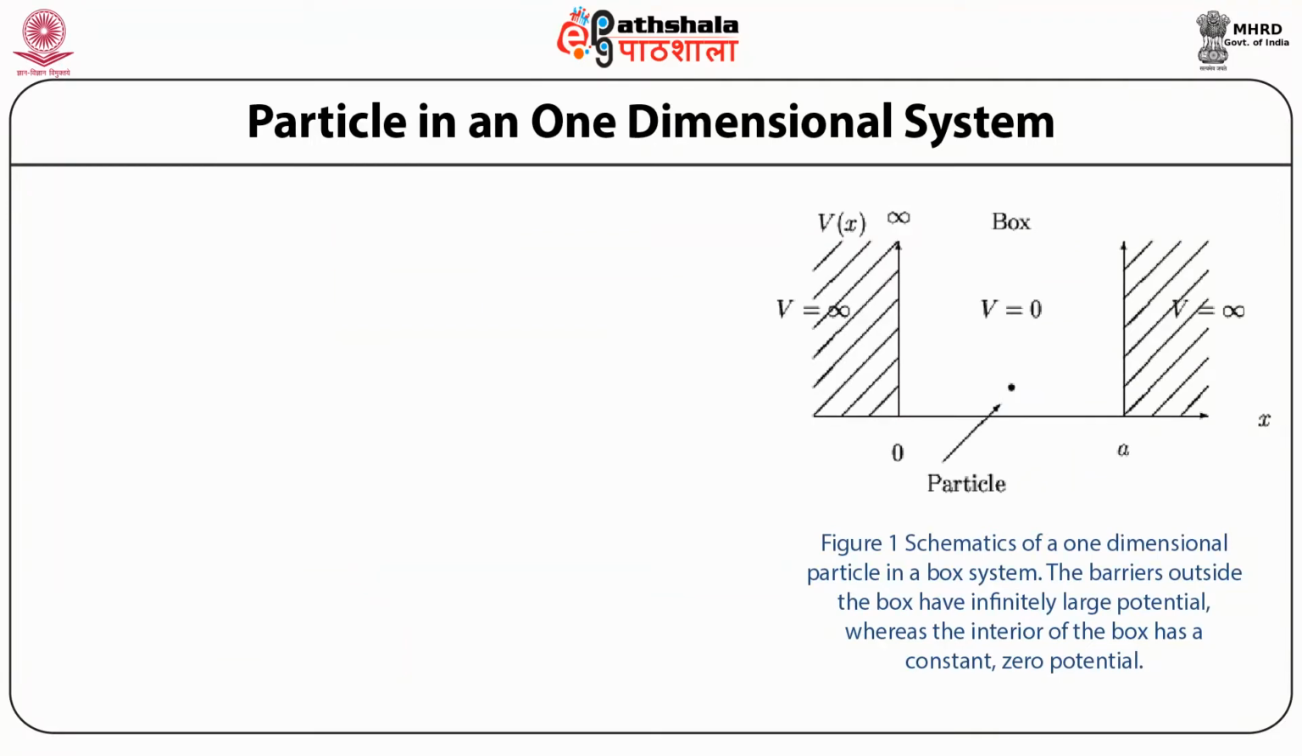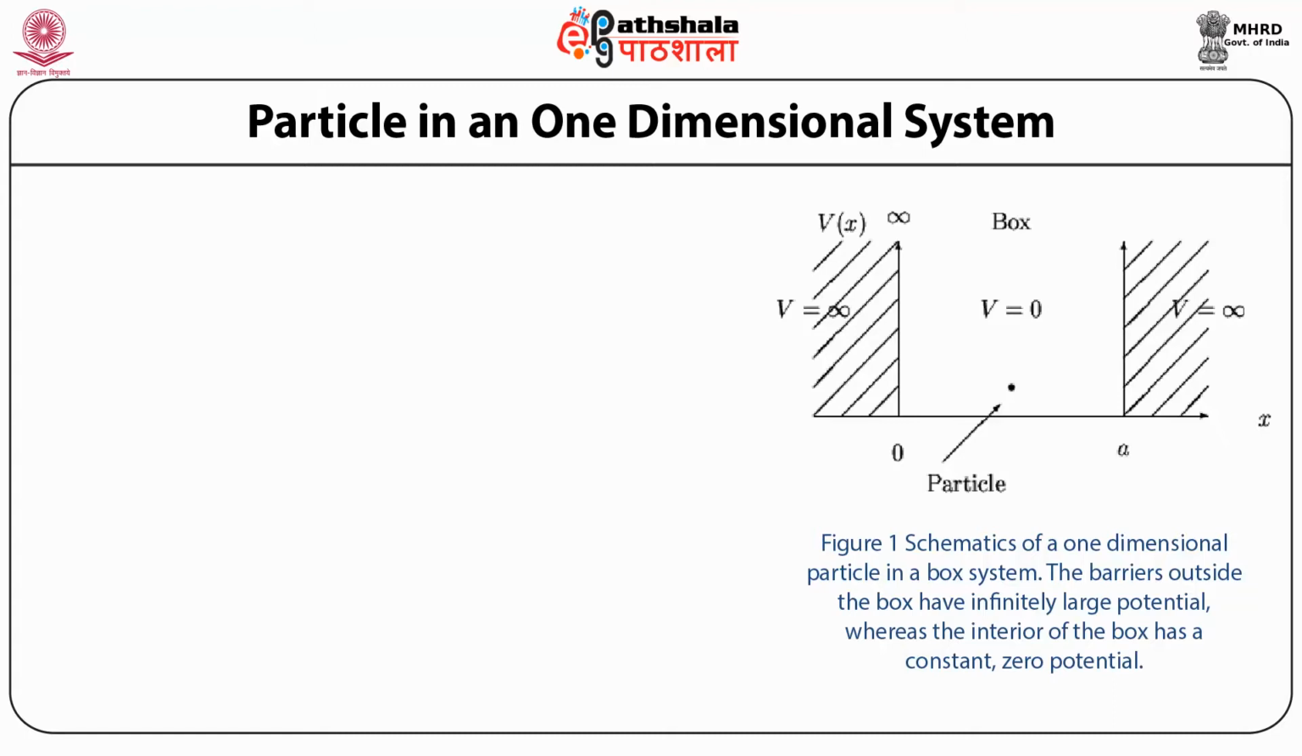Particle in a one-dimensional system. One-dimensional system or 1D system is the simplest form of the particle in a box model. In this model, the particle can move only in backward and forward directions along a straight line and is surrounded by impenetrable barriers at either end.